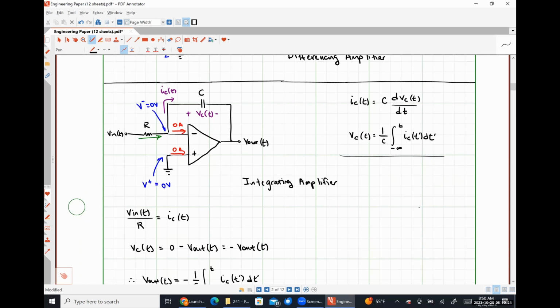Just as a heads up, I derived this using a capacitor. If we were going to derive this using an inductor, we would actually have to switch the locations of R and the inductor in order to get this output relationship, okay?